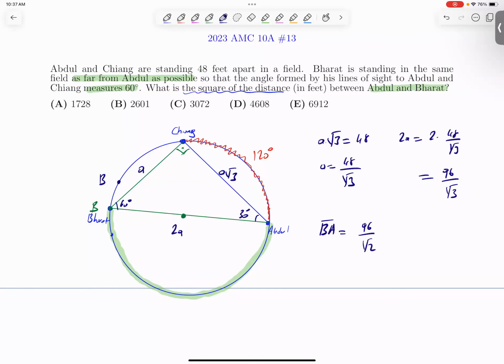Then BA squared is equal to 96 over root 3 times 96 over root 3. That equals 96 times 96 divided by root 3 times root 3, which is 3. 96 divided by 3 is 32. 96 times 32 is equal to 3072. So the answer is option C.